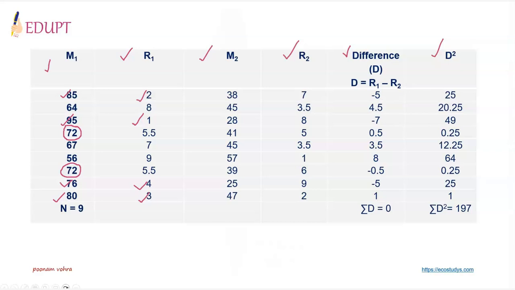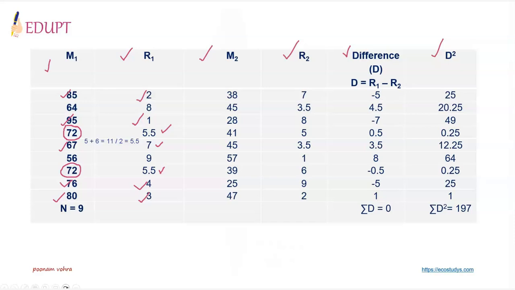So what do we do? We shall find out their average. For 5th and 6th rank, the average is found, which turns out to be 5.5. So rank 5.5 is given to the 5th as well as the 6th team. Then after that, 7th rank would be given to the next lowest marks, which is 67. And then follow the procedure.